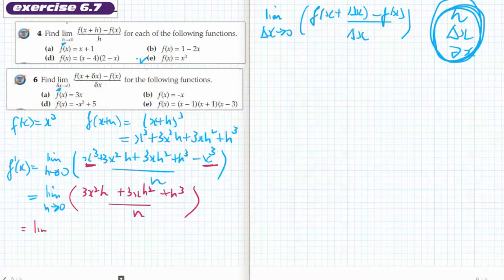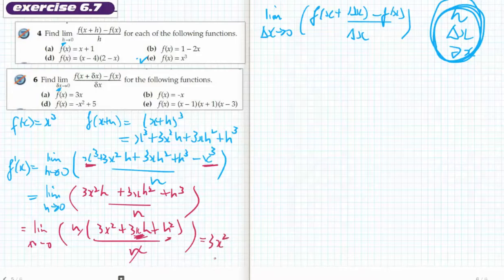That's going to equal the limit as h approaches 0 of h outside of 3x squared plus 3xh plus h squared, over h. The h's cancel. I can now make h 0. This will equal 0, that will equal 0. So it equals 3x squared, and that's my answer.